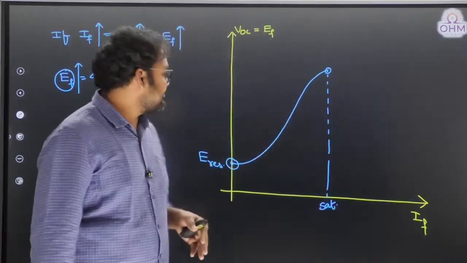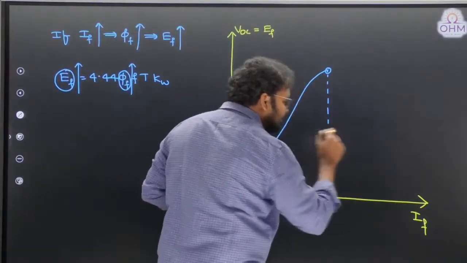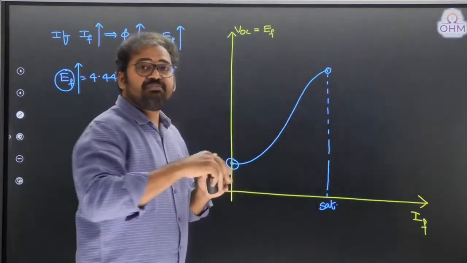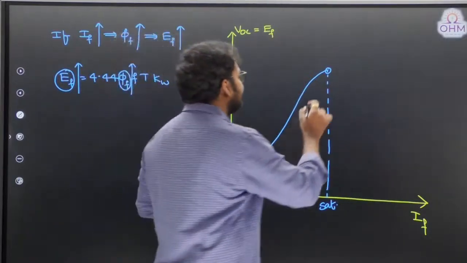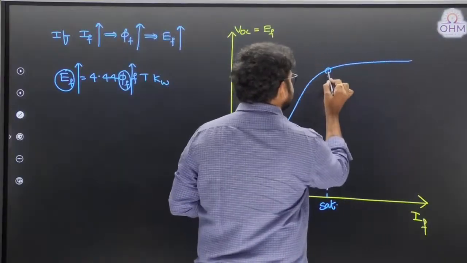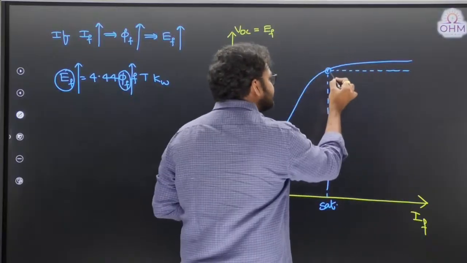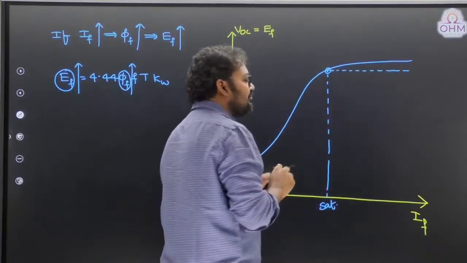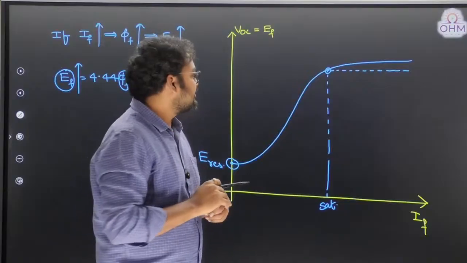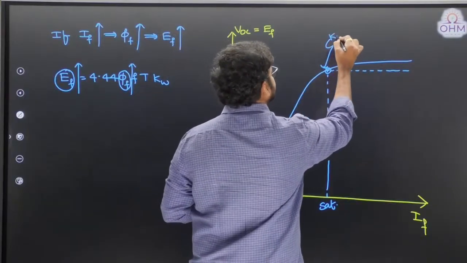Generally what happens beyond saturation? Beyond saturation, even though field current increases, EMF does not increase linearly, it will increase by a very small quantity, just like this. You can see here. It won't be exactly constant, guys. It will slightly increase because of saturation effect. So this point is what we call the knee point.